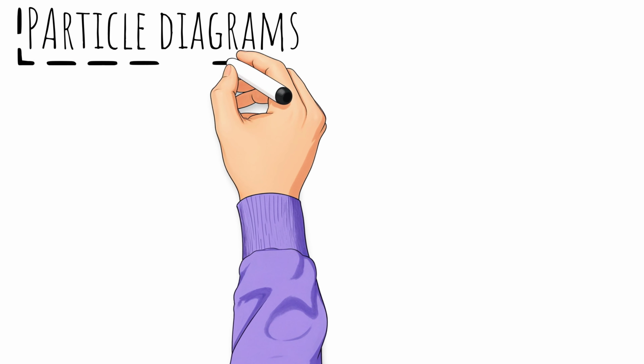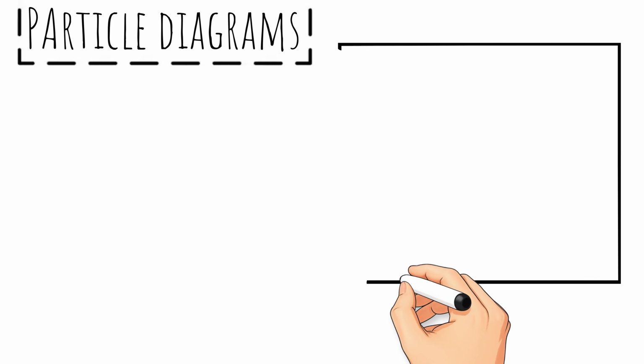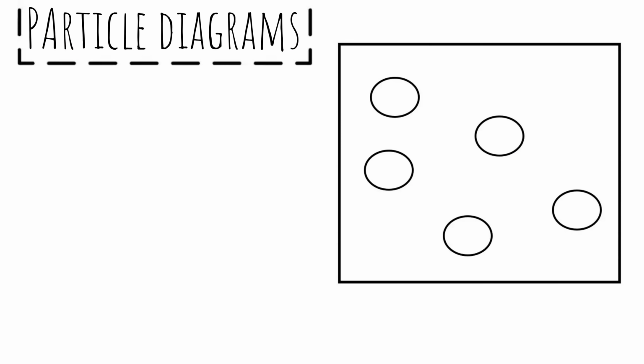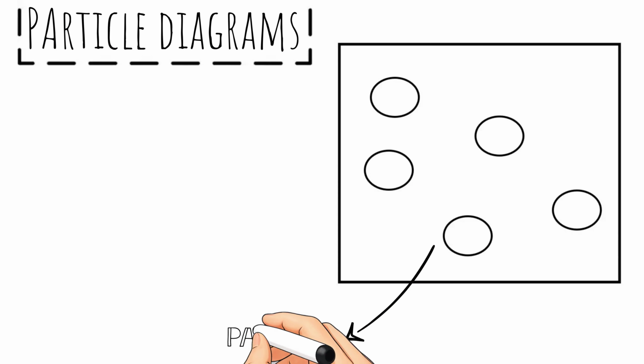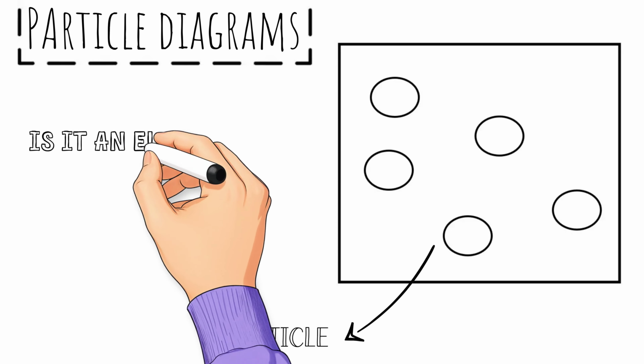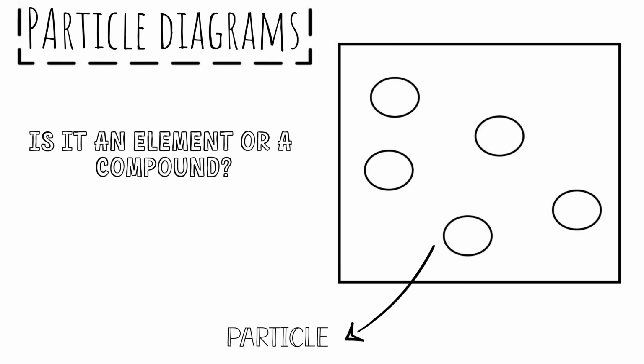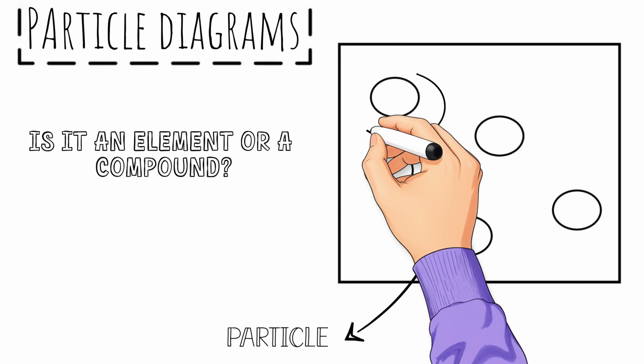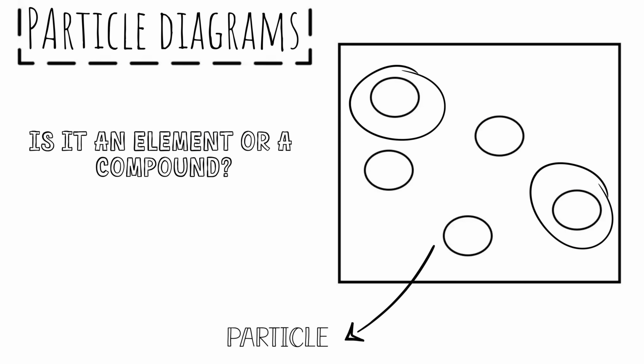Okay, let's zoom in on particle diagrams, like the one you see here. These diagrams use simple circles to represent particles, making it easier to understand what substances are made of. Now, here's the challenge. Can you tell whether the diagram shows an element or a compound? To figure that out, you need to look closely at the particles and ask yourself, are they all the same, or are there different types?